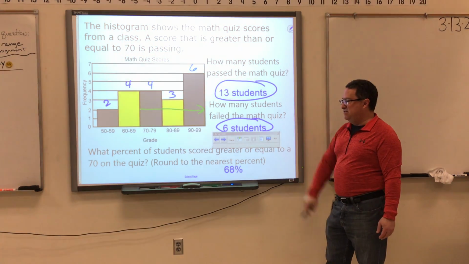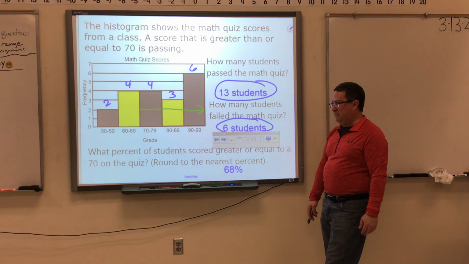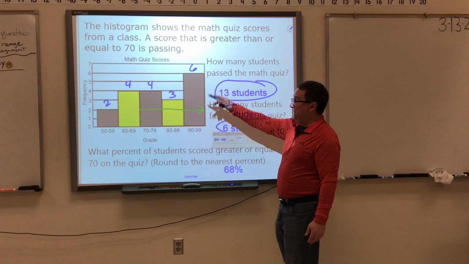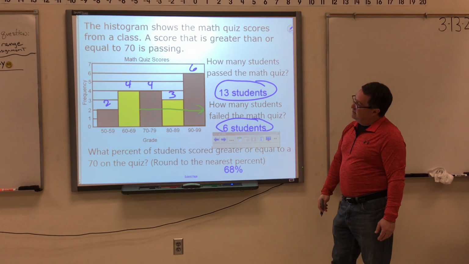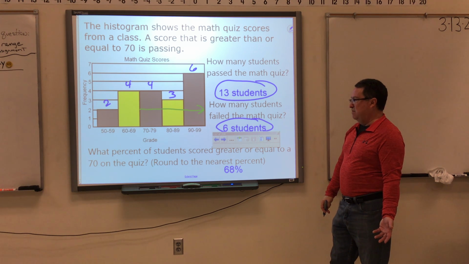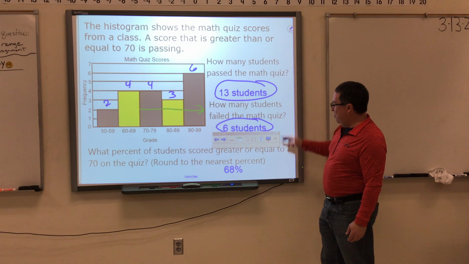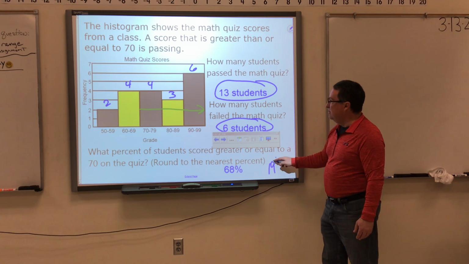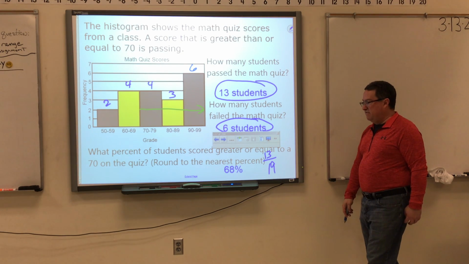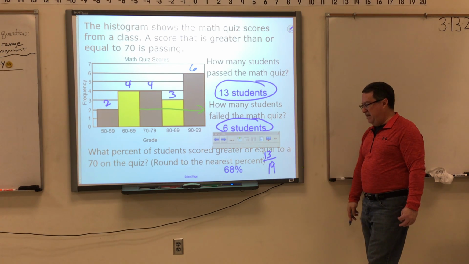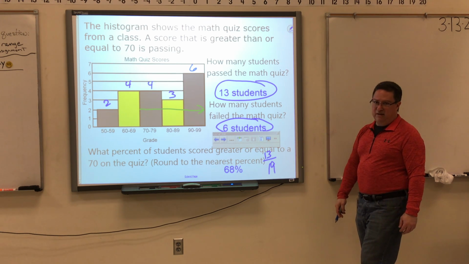So the last question says, what percent of students scored greater than or equal to a 70? Well, 2 plus 4 plus 4 plus 3 plus 6, that's 10 plus 9, so that's 19, I believe, unless I'm counting wrong. 4, 8, 10, 19. So out of a total of 19 students, we know that 13 passed. So if I divide 13 by 19, I think I would get 68%.